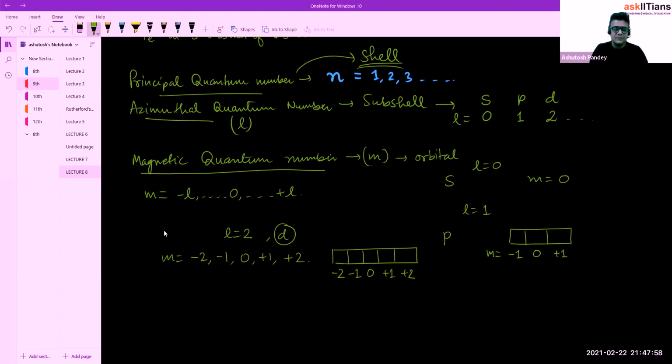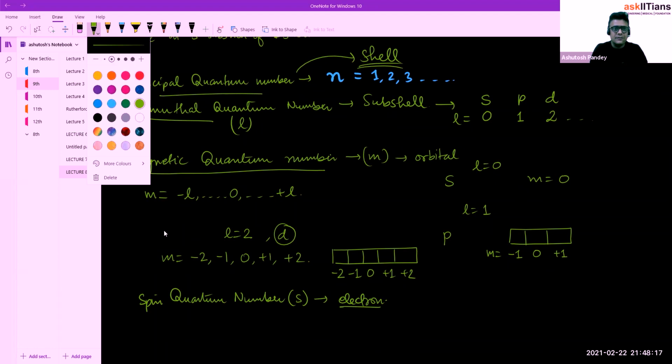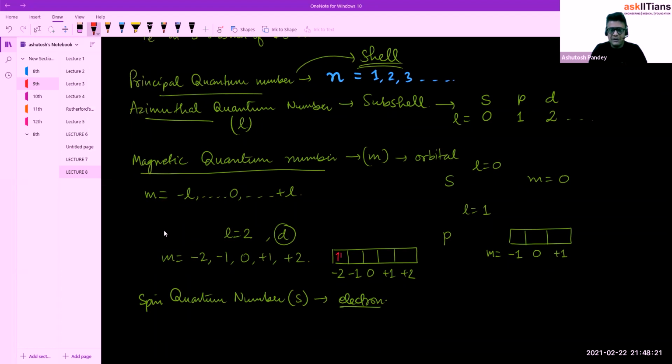Now, the fourth quantum number is the spin quantum number, which is represented by S, and which tells us about the electron. There are two ways the electron can reside in the orbitals: one having a clockwise spin and the other having an anti-clockwise spin. So there are two possibilities, two arrangements electrons can have, and similarly S can have a value of either plus half or minus half. So these are the quantum numbers: principal quantum number, azimuthal quantum number, magnetic quantum number, and spin quantum number. We will learn about these in detail in class 11th.